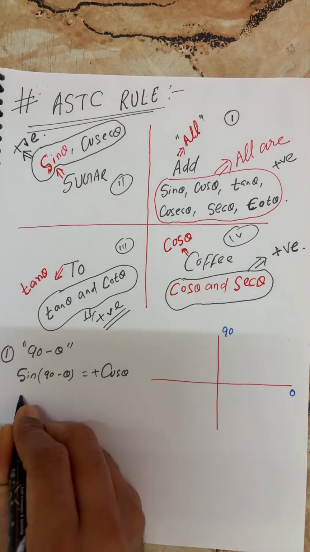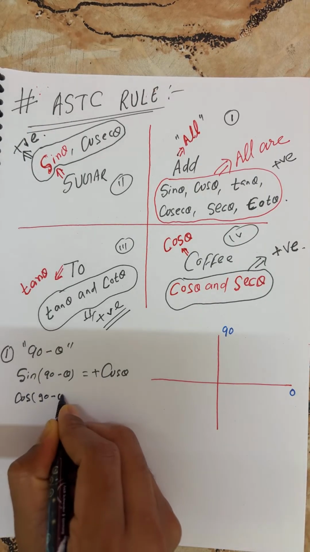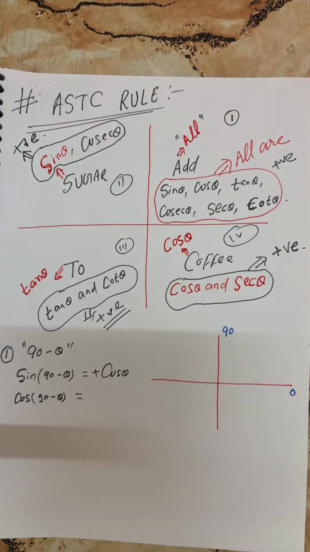Okay, next. Tell me everyone, cos of 90 minus theta. Yeah, tell me everyone.